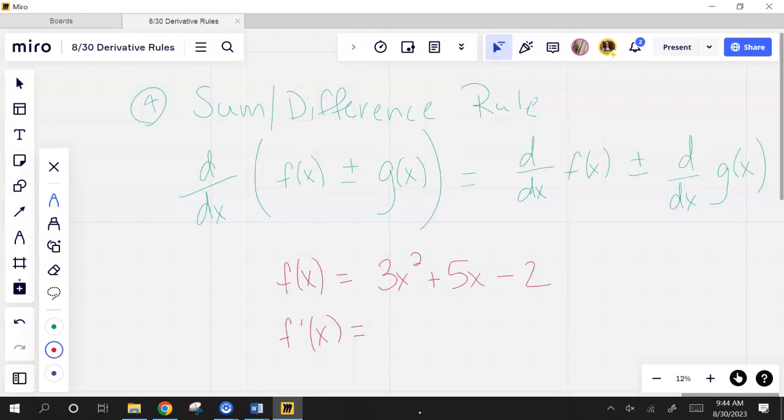What do you think the derivative is? Because I can split it up. I can do the derivative of this, derivative of this, derivative of this. So what's the derivative of 3x squared? Agree or disagree? It multiplies and then subtract 1. Yes? Plus, what's the derivative of 5x?